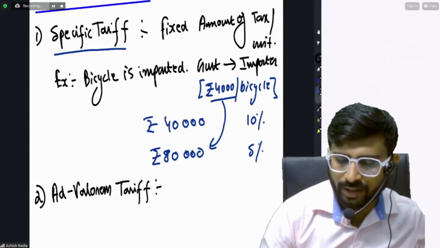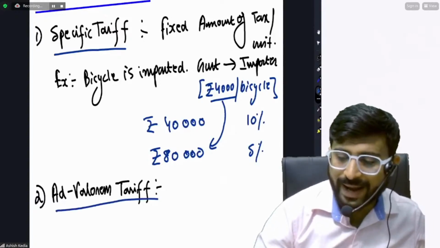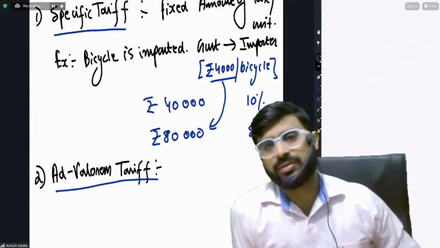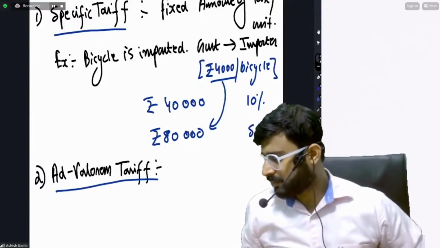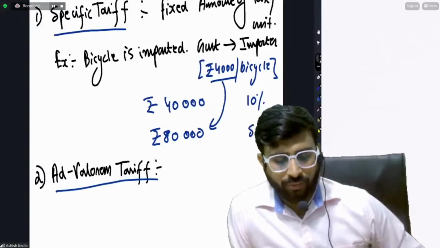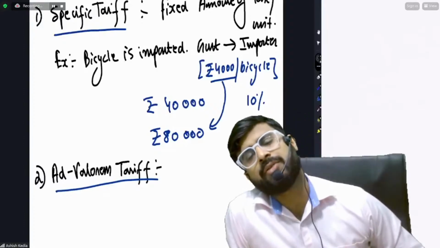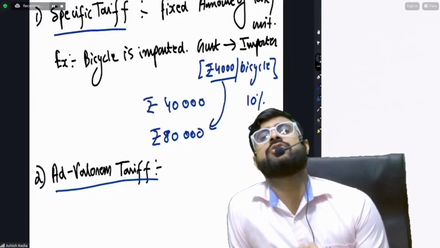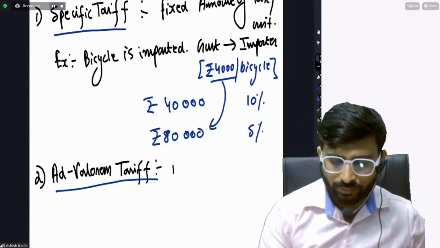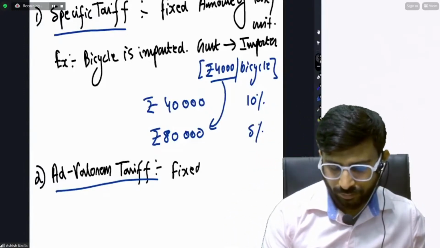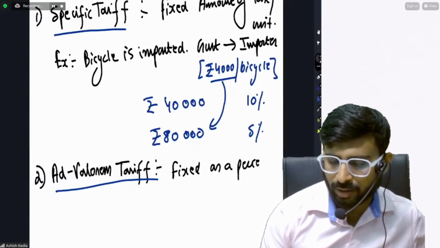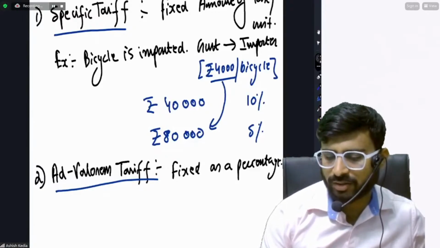Next is ad valorem tariff. So friends, what is ad valorem tariff? It is that tariff which is fixed as a percentage. That's it. Fixed as a percentage. So what does it mean really, sir?